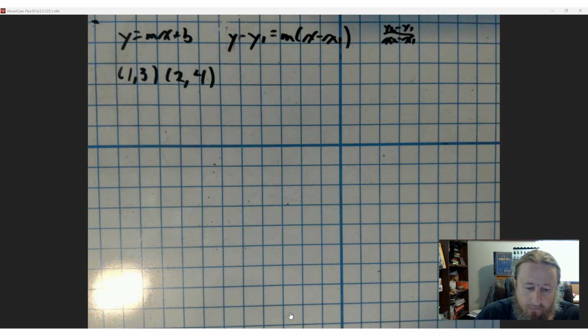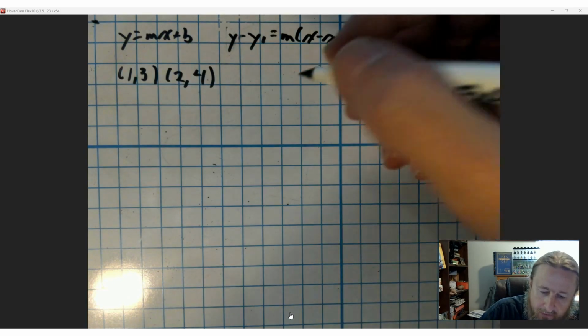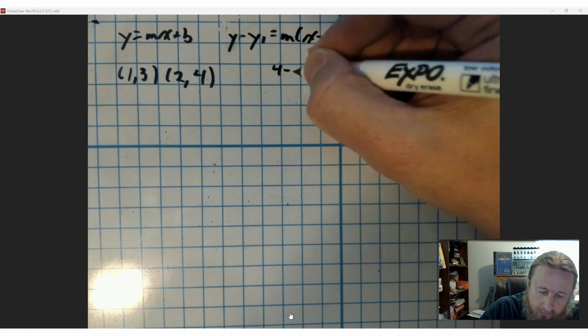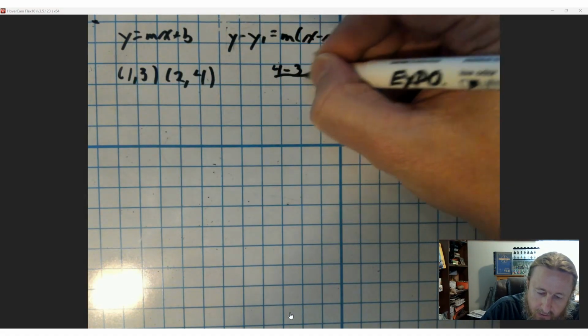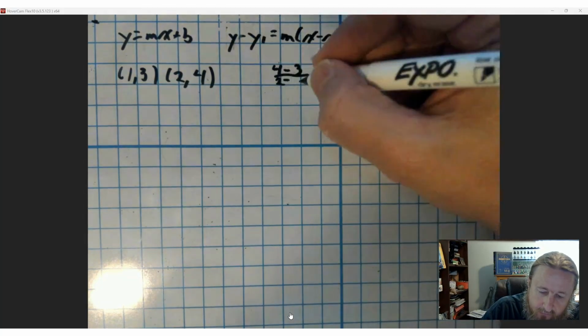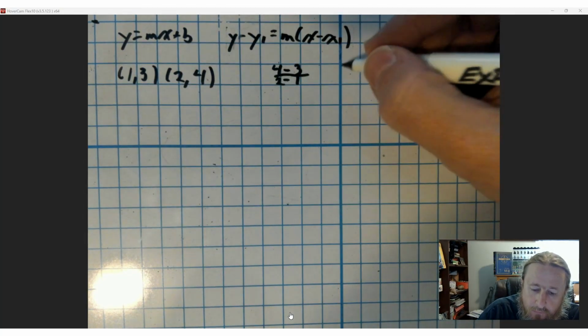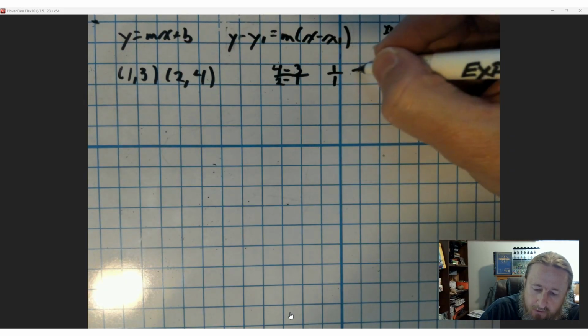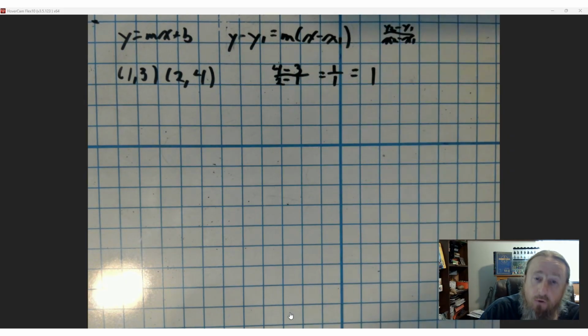For the next equation, we are going to use the points 1, 3, and 2, 4. First up, we find our slope. y2 is 4 minus y1 is 3 over x2 is 2 minus x1 is 1. 4 minus 3 is 1. 2 minus 1 is 1. So our slope is 1.